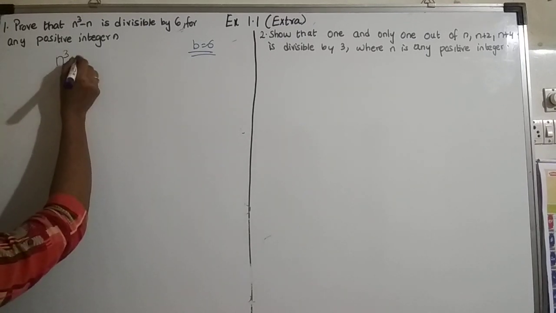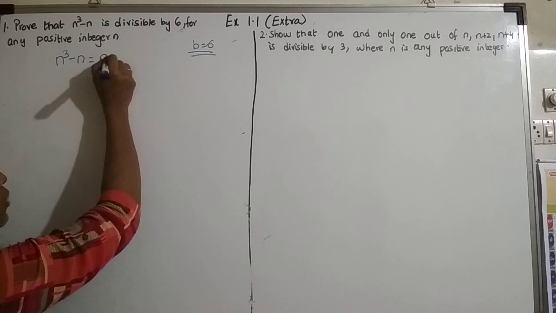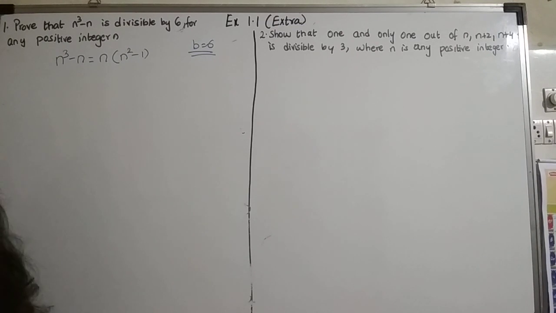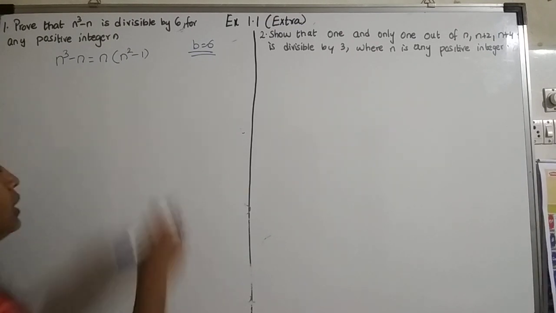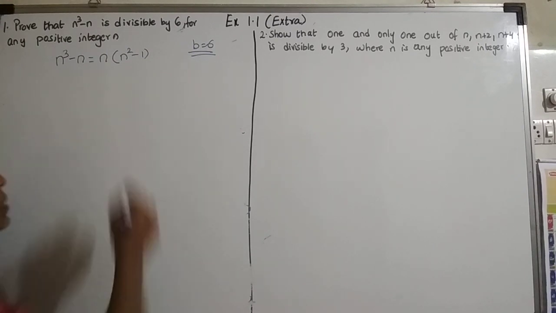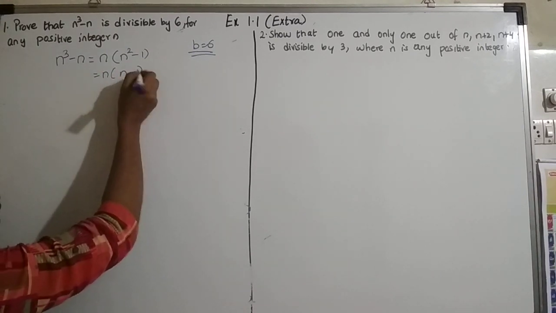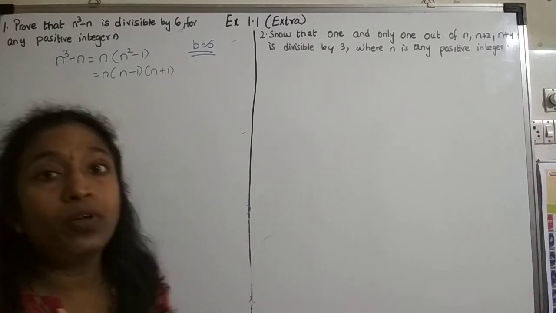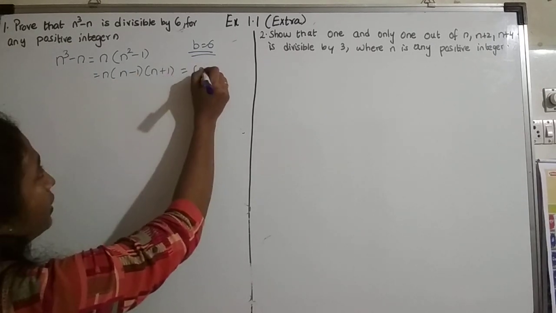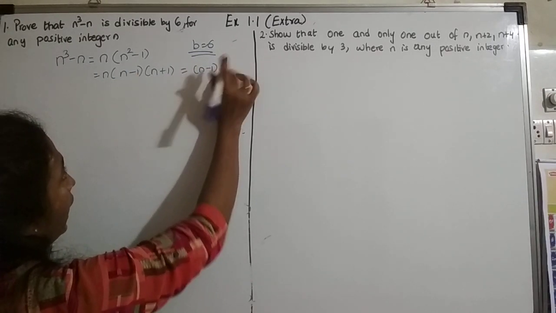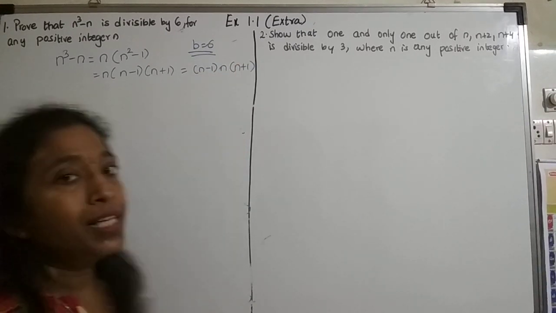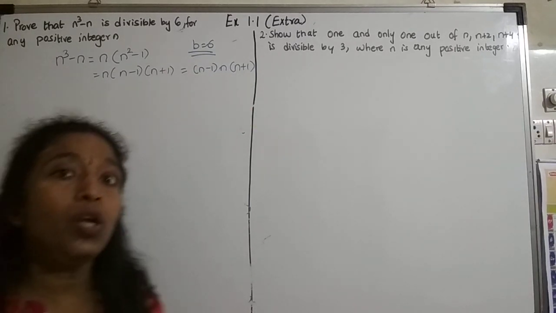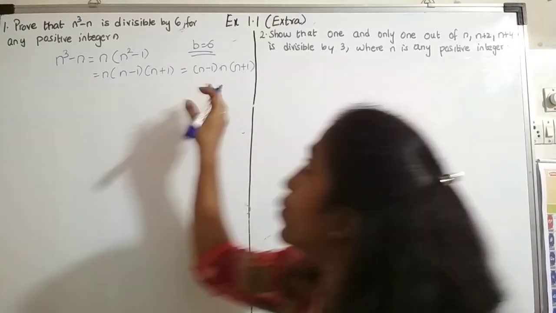So when I try to simplify this n cube minus n, let's take n common. Let's factorize it, simplify it. So we get it in this format. Can I simplify further? This is in the form of the identity a square minus b square. So we'll get n minus 1, n plus 1. Can I write in ascending order? So this becomes n minus 1, n and n plus 1. Correct? So you can find out this is nothing but the product of 3 consecutive integers.